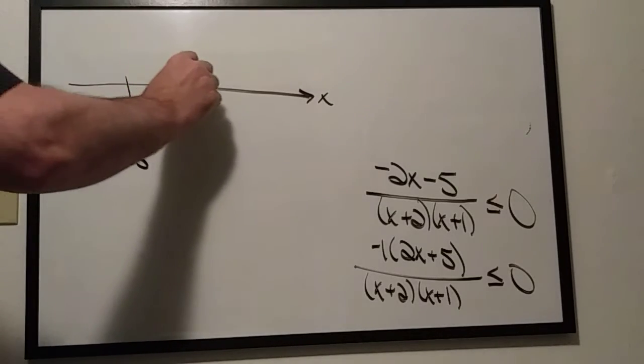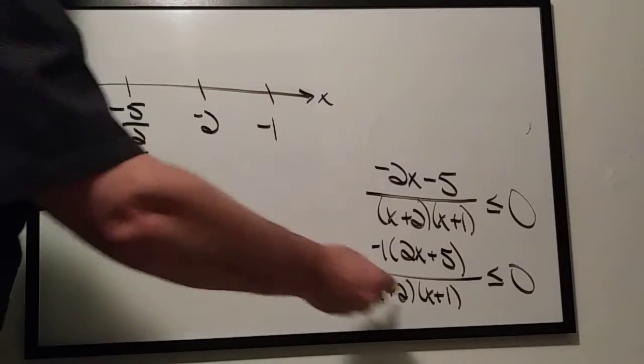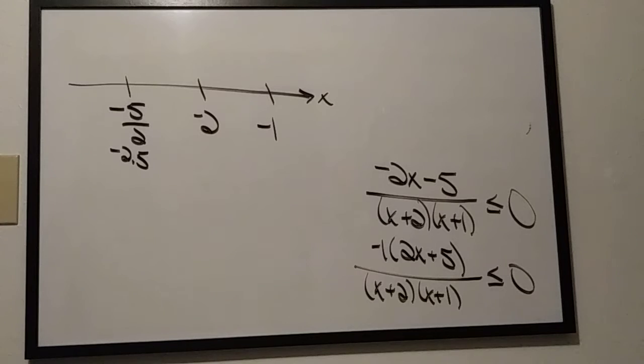So negative 2 would have to be to the right of that. And then negative 1 is going to be to the right of that, because x plus 1, when we look at the 0 for that, we're going to get negative 1. So now we need to look at each one of these regions, determine what's happening in terms of our signs, and then we can answer the question.